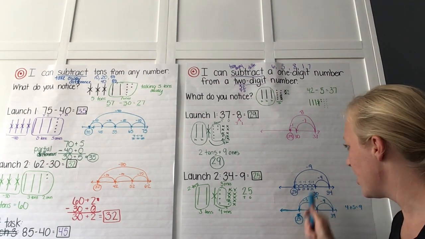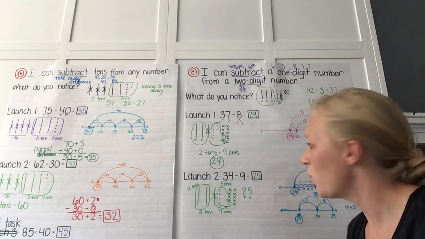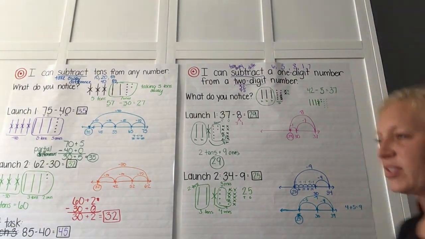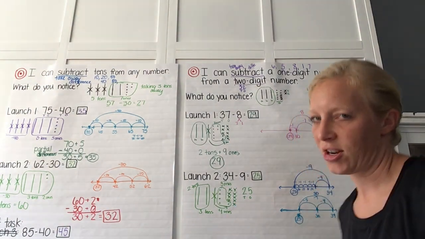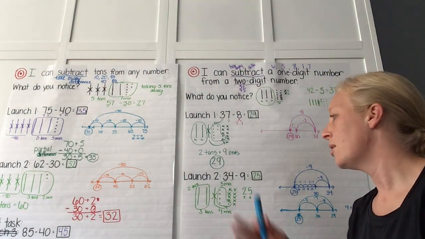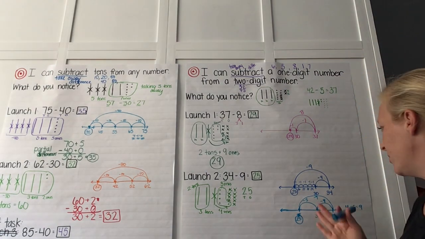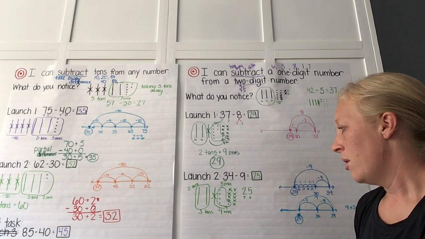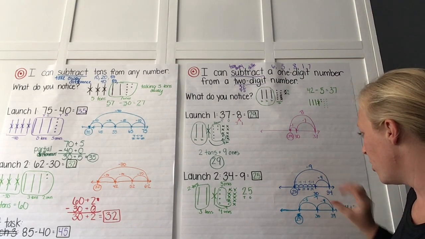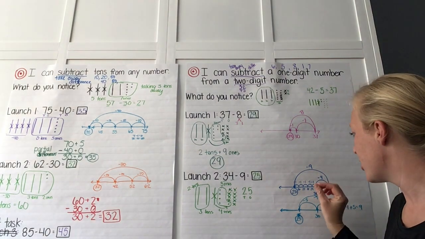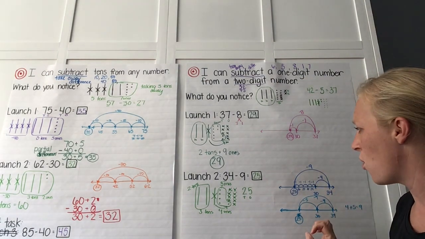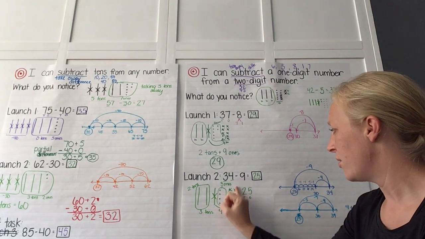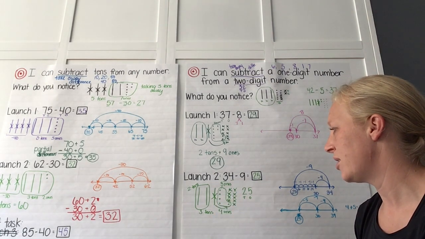Let's take a peek at these ways of solving this work. What do you notice about all of them? They all have 25 as the answer. They all start at 34. Base 10 and number line. All right, so these two are getting to a 10 again, and then they're taking away the extras. Where are the 5 and the 4 in this work that you see? There's the 5 and the 4 to get to that 10.